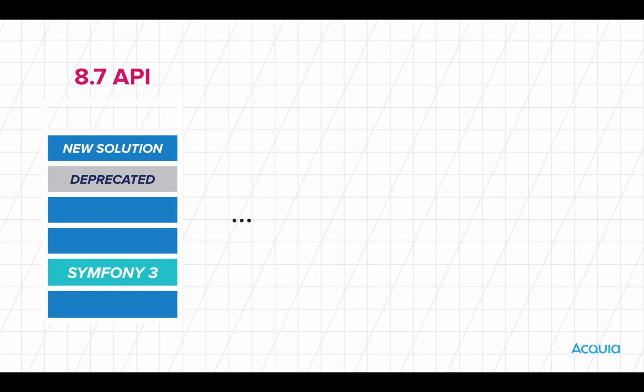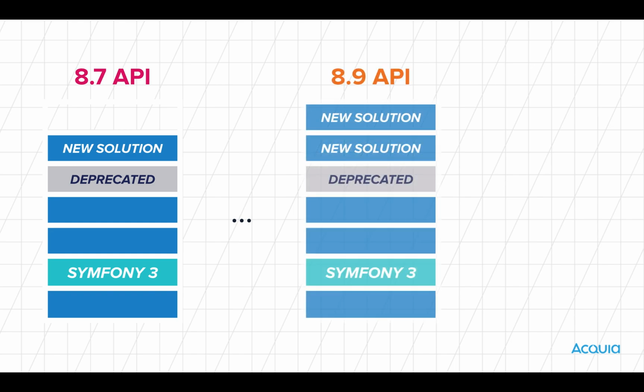Now, when we start talking about later versions of Drupal, like 8.9, you can see that not only have we added additional new solutions, we may have other bits of deprecated code. That code still works, everything is fine, but in the future it's going away and there's going to be a different way to solve that problem. You'll also notice here that Drupal is built based on Symfony 3 as part of Drupal 8.